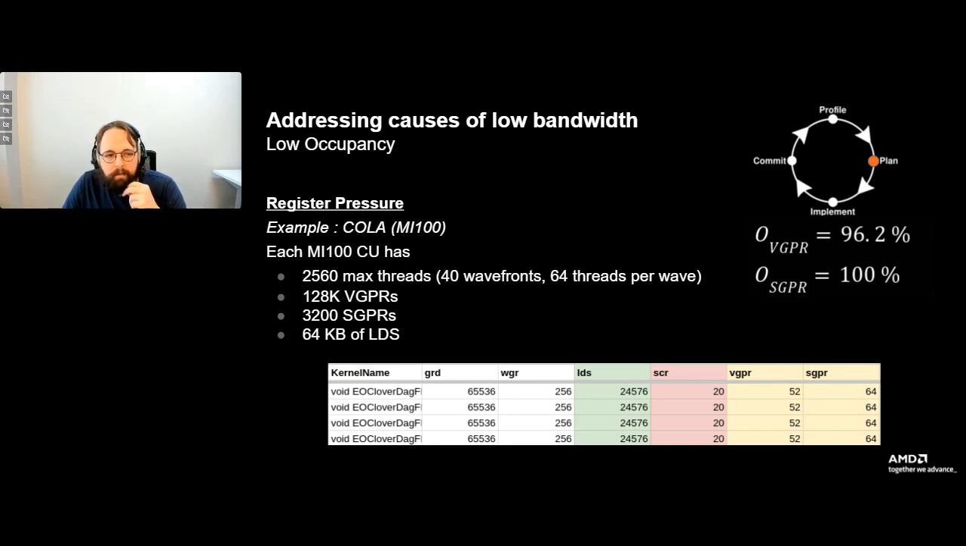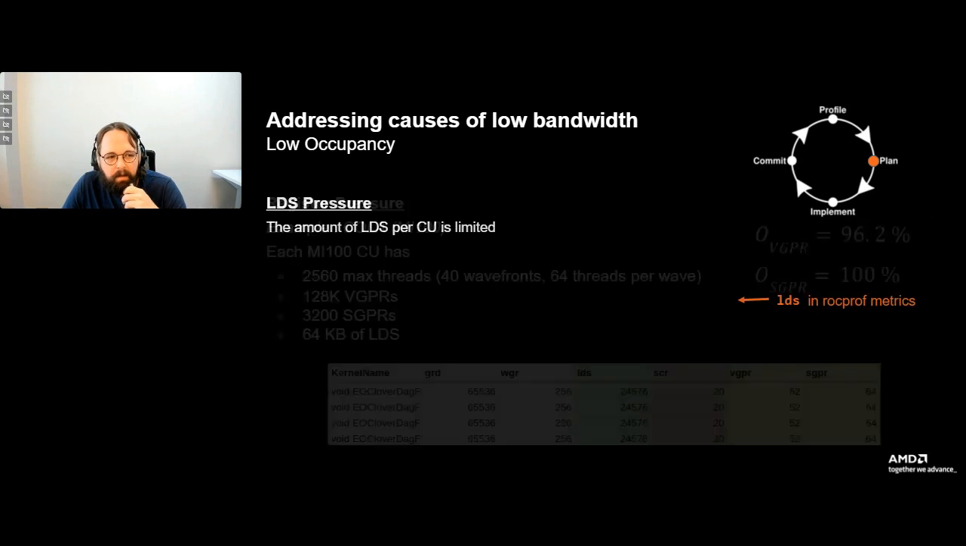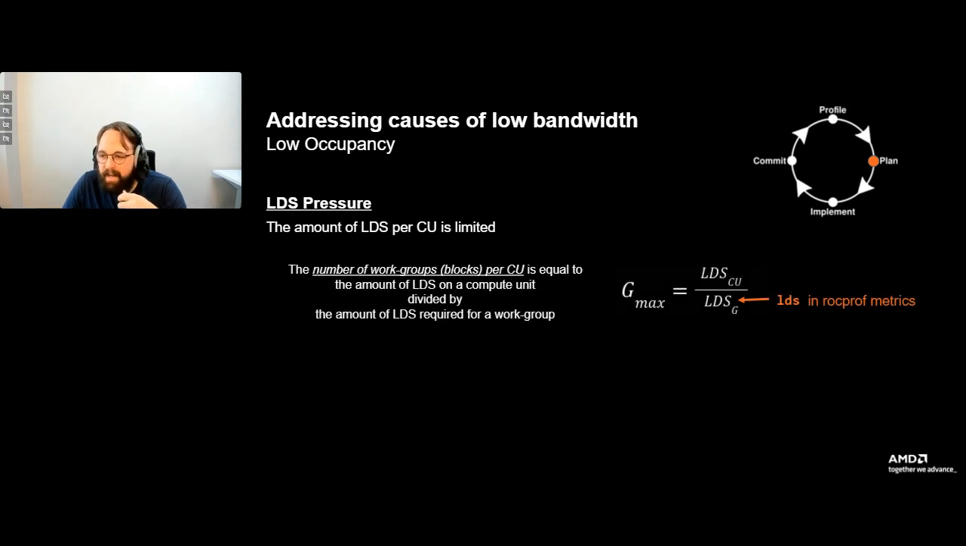If we plug those numbers into our occupancy calculation, we have 50 over 52 for the vector register occupancy limit, which is going to be 96%. Scalar registers is 100%. So these are likely not the limiters on our occupancy. LDS is a finite resource. It's also going to put constraints on the number of wavefronts in flight.